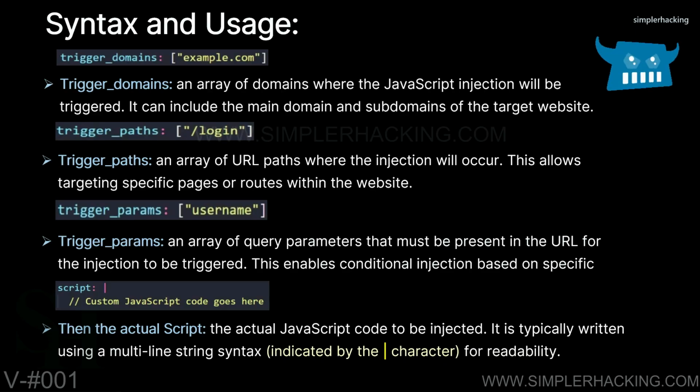Trigger parameters are optional. It's the array of query parameters that must be present in the URL for the injection to be triggered. This enables conditional injection based on specific parameters. Then, the most important part is the script itself. This is the actual JavaScript code to be injected.